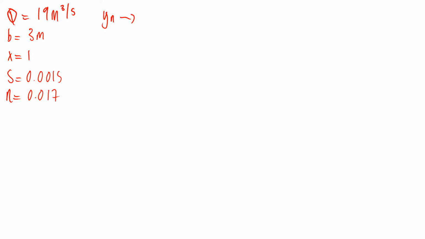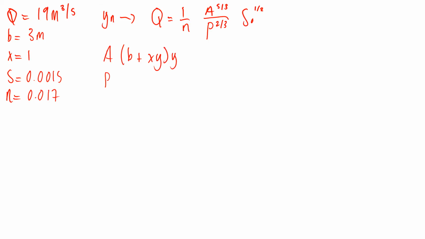So the first thing we need to do is calculate yn. That is given by Q equals 1 over n, area to the power 5 over 3, and wetted perimeter to the power 2 over 3, and then times slope to the half. That's the equation. Because you need to calculate yn, you can't rearrange the equation for y, so you have to use a trial and error method. The equations for A and P are: area is B plus x y, times y, and for wetted perimeter it's B plus 2y square root 1 plus x squared.